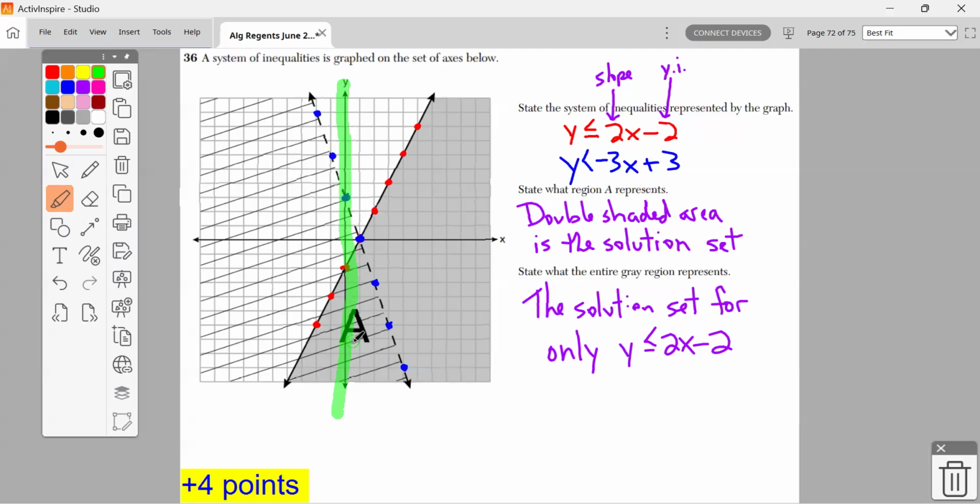State what that entire gray region means. Now, they're not asking about the solution set. This gray area is the solution set for only this equation. It's only for the red equation. It's not for the whole system. It's only the solution set for the red inequality there.